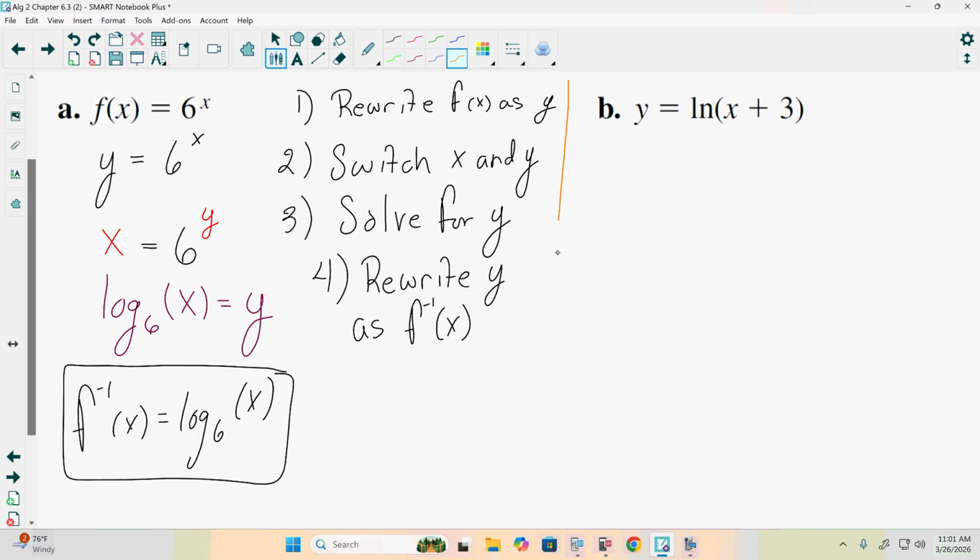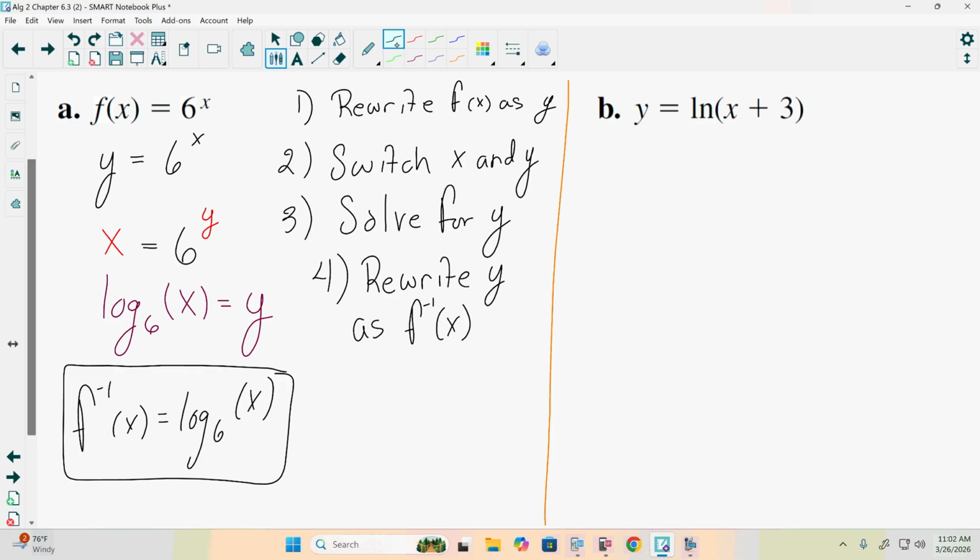Let's look at B. Y equals the natural log of x plus 3. Step 1 is rewrite f of x as y. It didn't start out as f of x, so we're not going to do step 1. We also won't do step 4. We'll just write it as y equals.